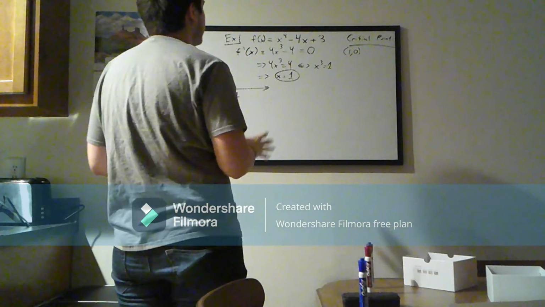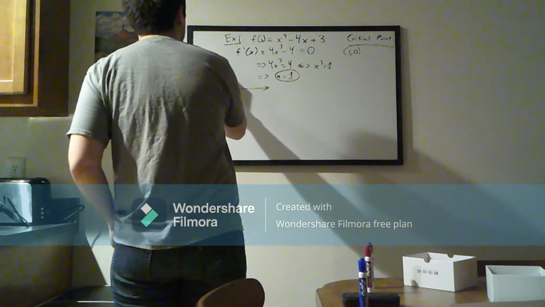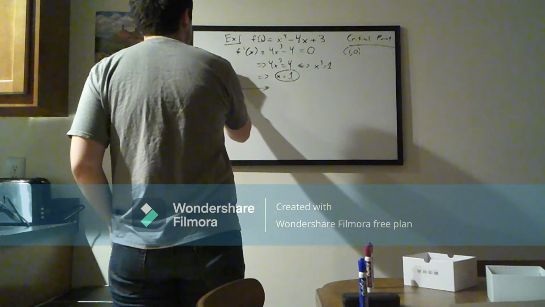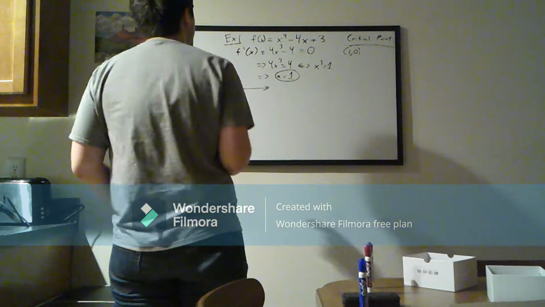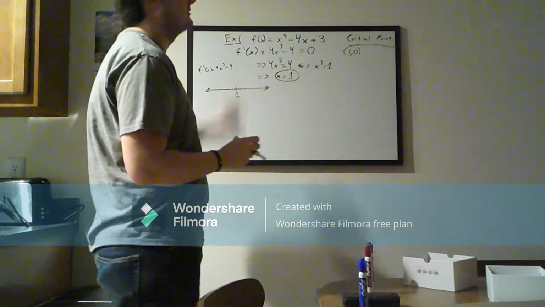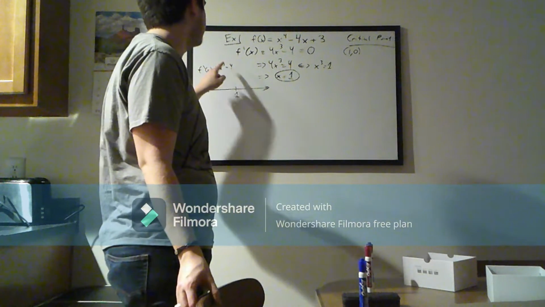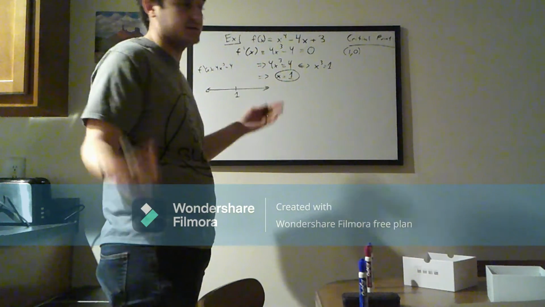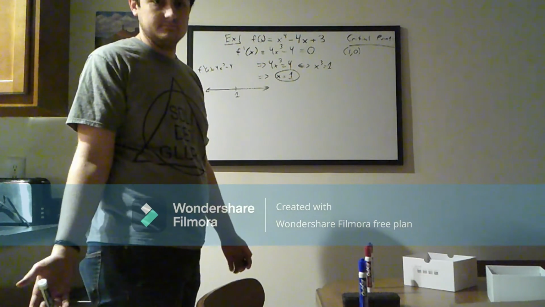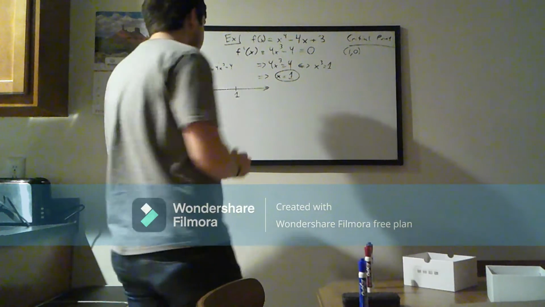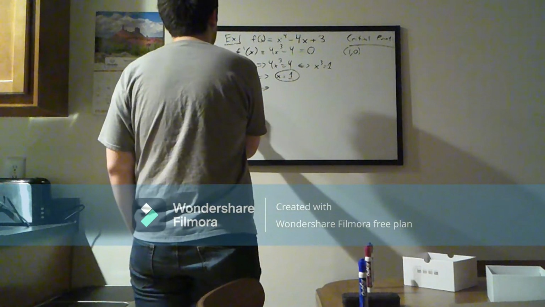So let's plug in a number. Reminder, our derivative in this case is 4x cubed minus 4. Let's take a number to the left and see what value we get. An easy example is 0. What's 4 times 0 cubed minus 4? Well, that's minus 4, right? So on the left side of 1, we are negative, right?